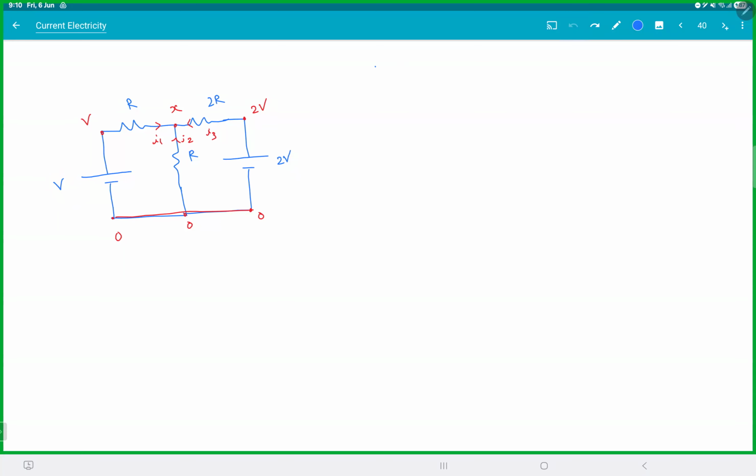Let's see. If you write for the node x, I1 plus I2 plus I3 is 0. I1 is V minus x by R. I2 is the current going from 0 to x. Here I assumed the current is going from 0 to x, so 0 is higher, but don't worry about that, the signs will take care of themselves. I3 is coming from 2V, so 2V minus x by 2R is equal to 0. Solve this, and you will get x is equal to 4V by 5.